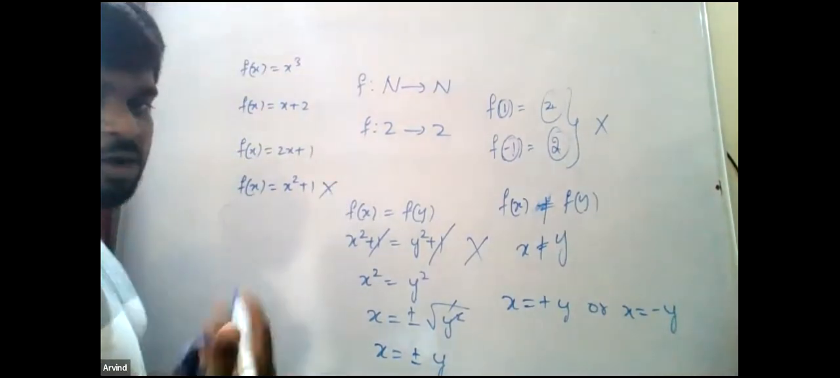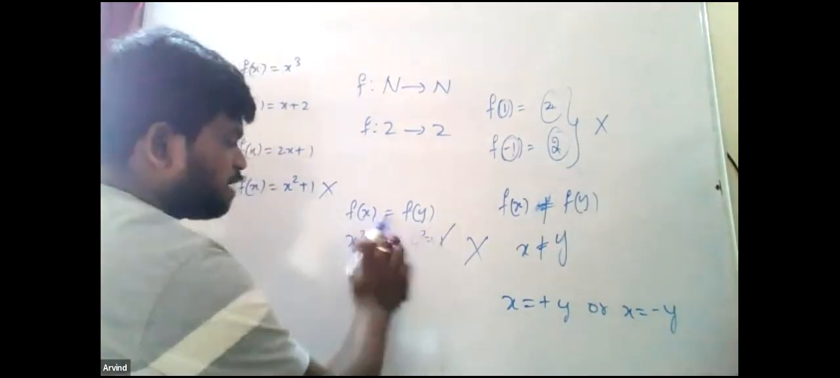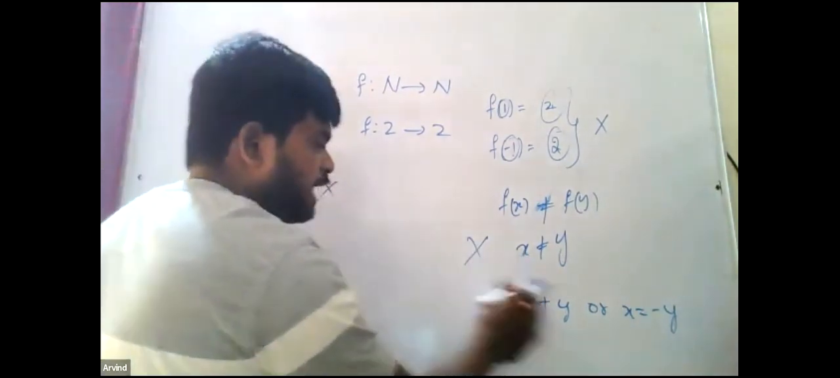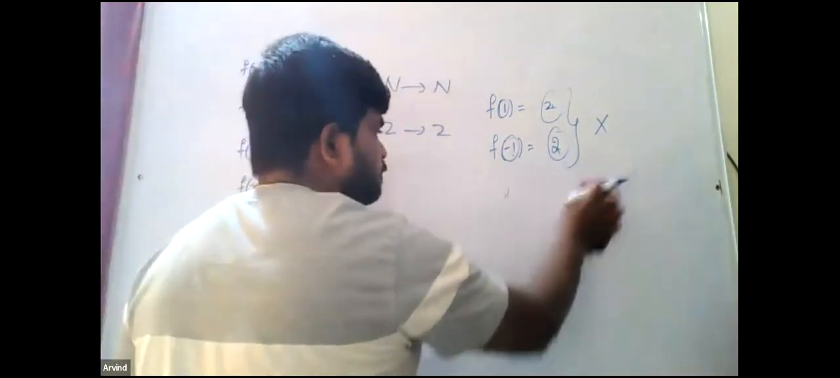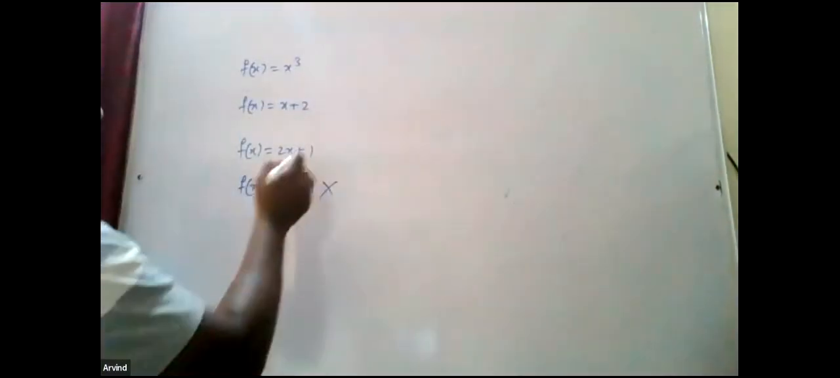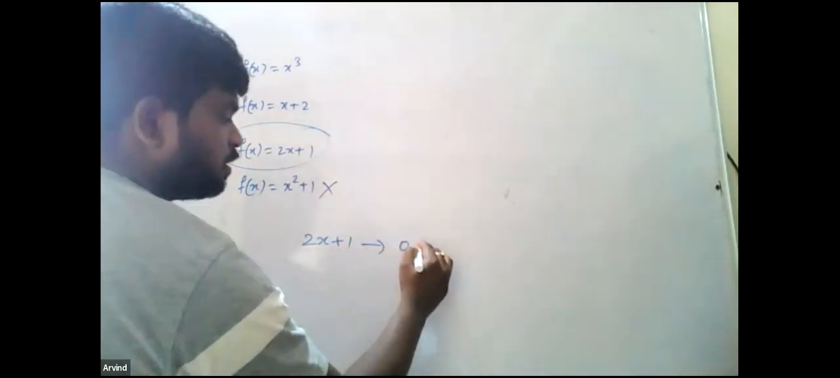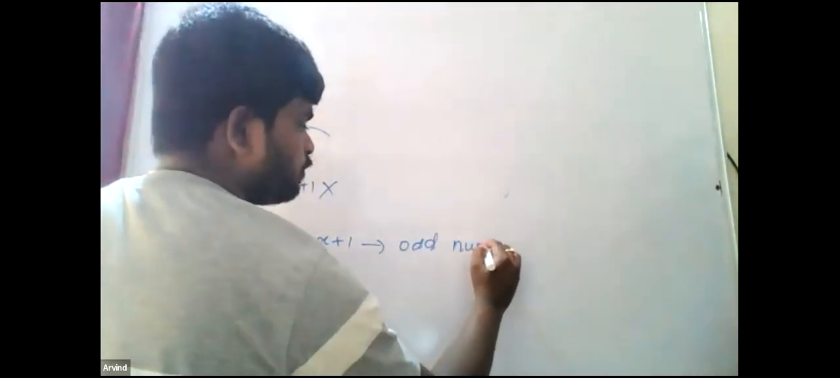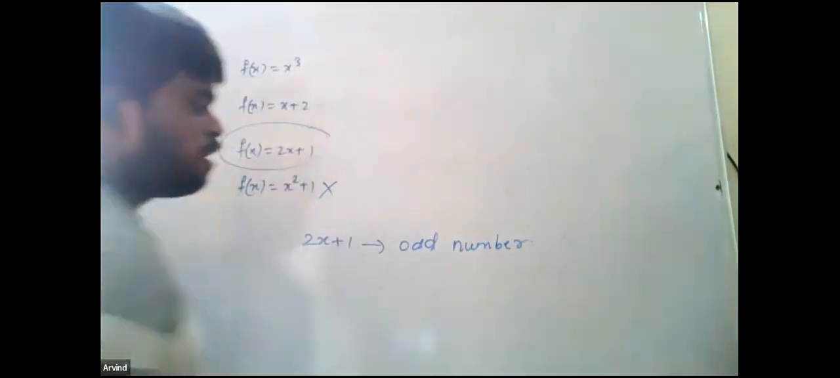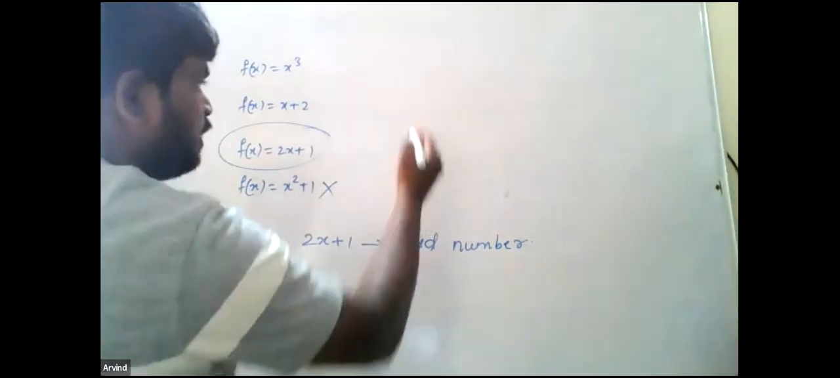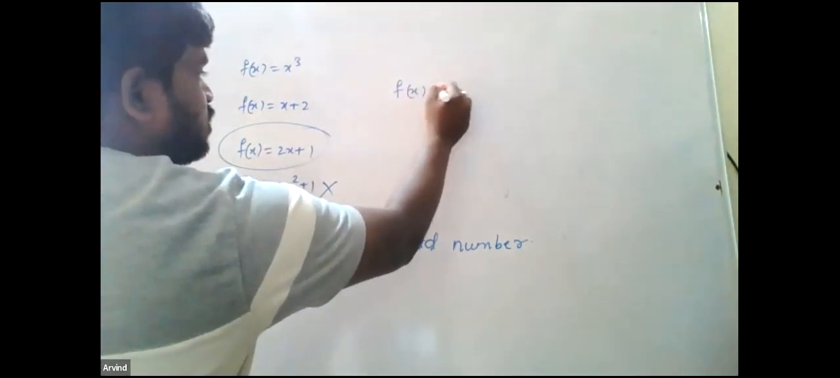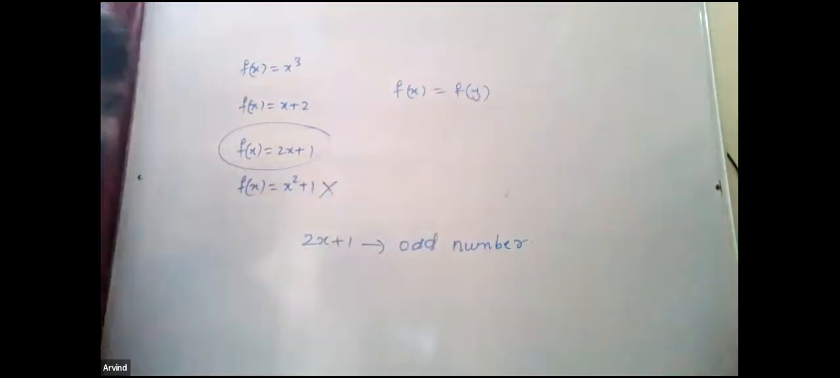If it is not 1-1, do not go on to check onto, because we are checking bijection. Only if it is 1-1 should you check onto. And this one is a very, very easy one. 2x plus 1 always represents an odd number. Remember that. First let's check whether it is 1-1. So let's take f of x equal to f of y.